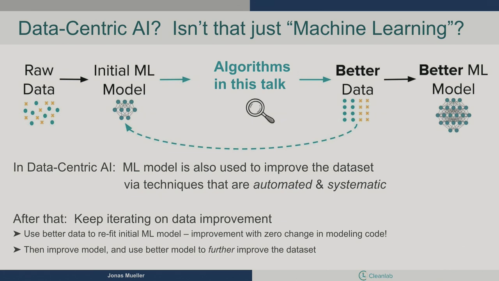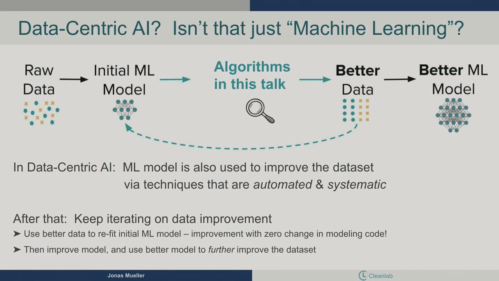Using some algorithms that I'll cover in this talk, but also a whole class of other techniques that just try and use the information in your initial ML model to help you understand different kinds of problems that exist in your data. And so the idea here in data-centric AI, as we see it, is you can go try and train that initial ML model as quickly as possible. Obviously, you still have to do some data prep work, some data transformation, some exploratory data analysis to get to the point where you can even train that initial ML model.